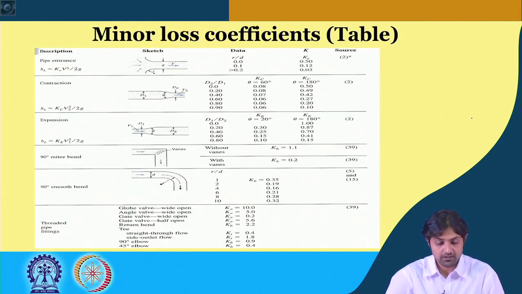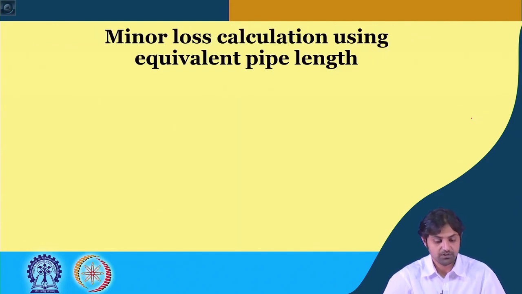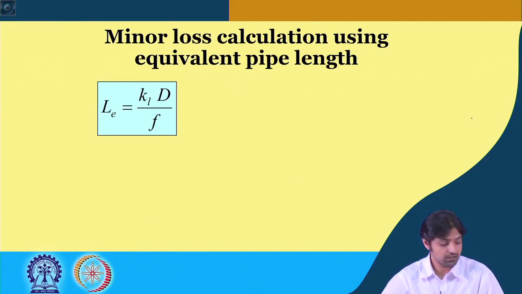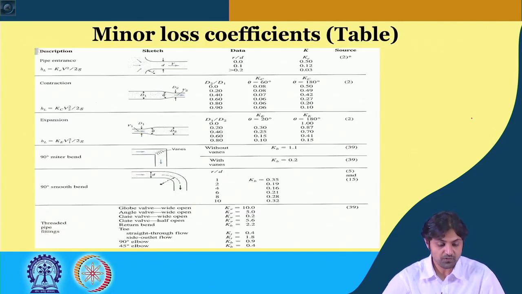So this is a table of minor loss coefficients. I said this is a summary, don't have to worry about it. When you go and start working in a company where these pipe losses are relevant, then you can make use of this type of charts and tables for quick reference.